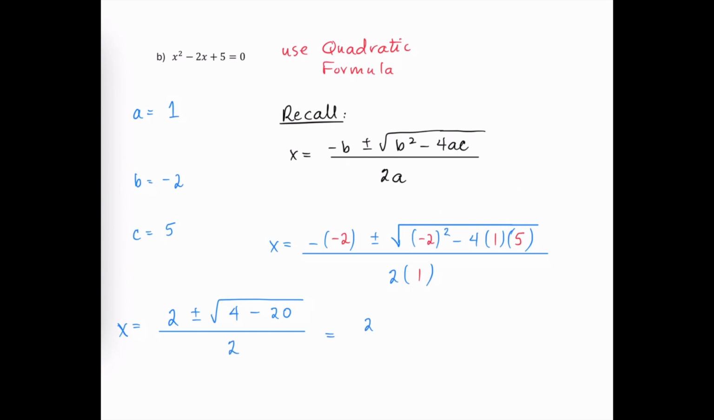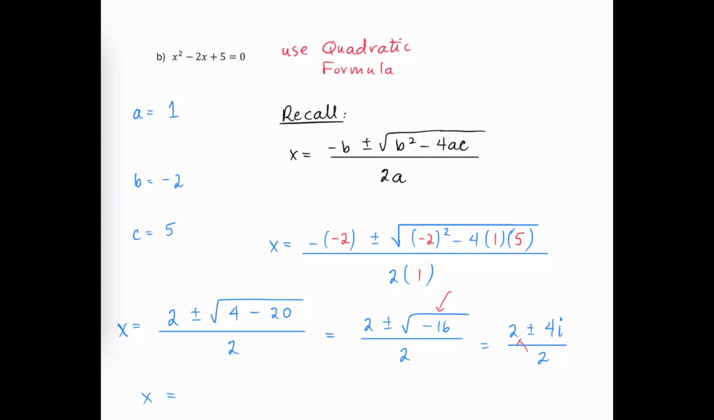Continuing to simplify, we have 2 plus or minus the square root of 4 minus 20 under the radical, which is negative 16, all divided by 2. And the square root of negative 16 is going to be 4i. So this becomes 2 plus or minus 4i, all divided by 2. And we can simplify this.